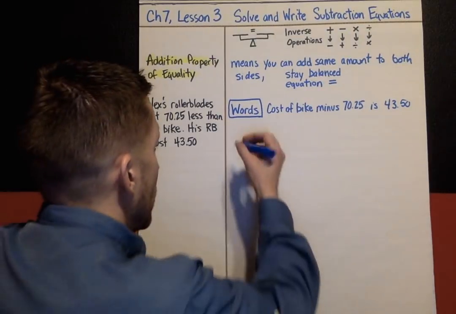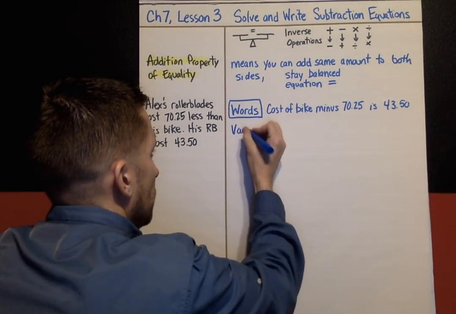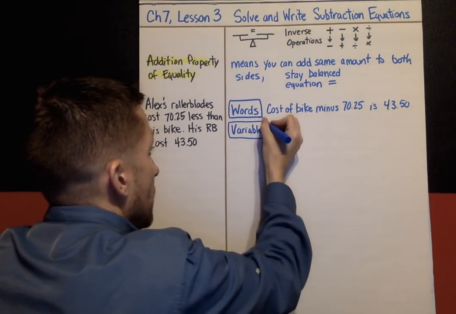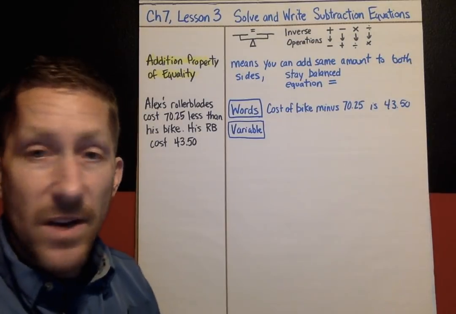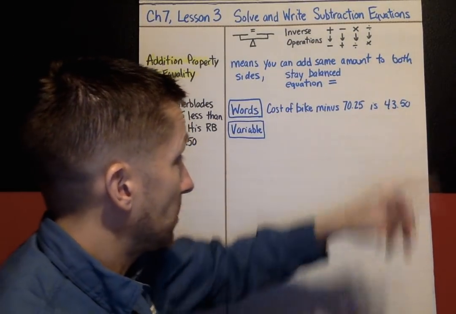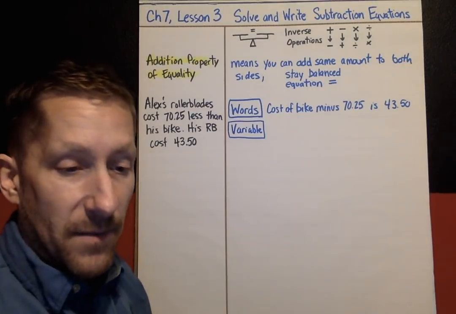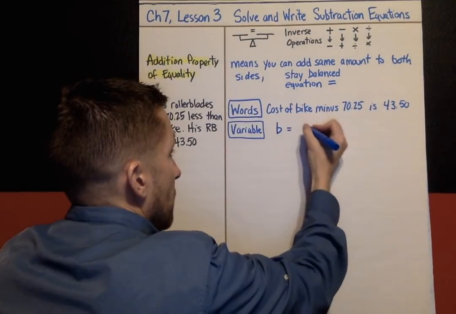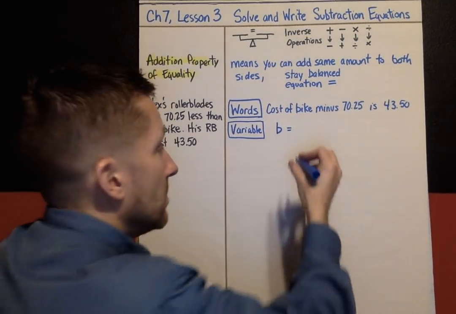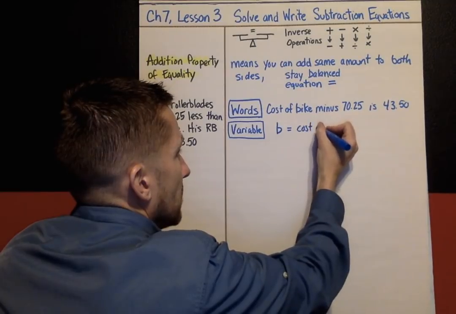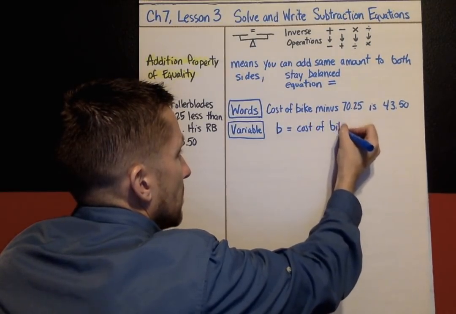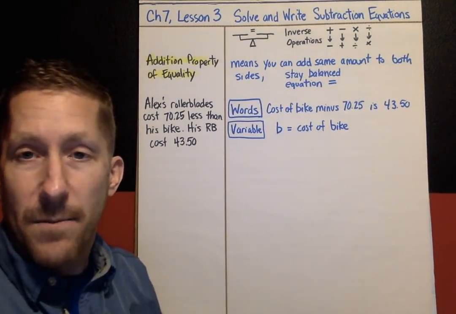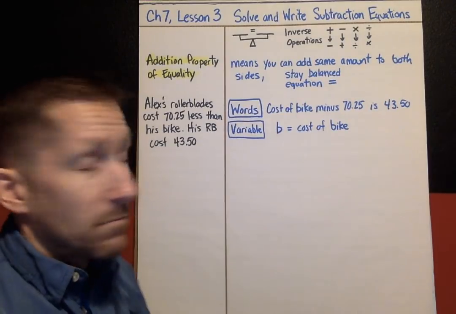I can get this statement from this story. So next, we are going to define a variable. Another way to think about the variable is what don't we know? Well, we know the cost of the rollerblades. What we don't know is the cost of the bike. So I'm going to assign the variable b, and I'm going to say that b is cost of bike. Again, I could have picked any variable. I could have said c for cost of the bike, but because bike starts with a b, I just am choosing b.